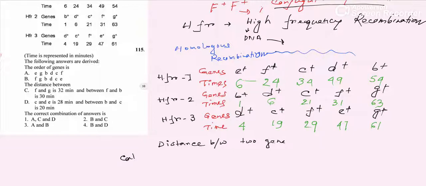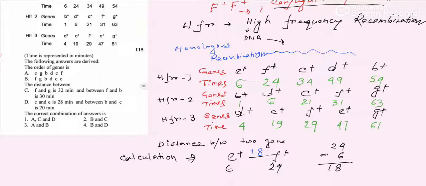Distance between two gene calculation is very easy. You can easily calculate in such a pattern, like E plus in the first pattern and F plus carrying 24 and E plus carrying 26. If we subtract F 24 from 26, so 18 is the E plus F plus distance, nothing but 18.